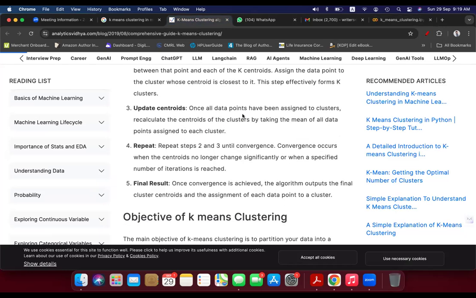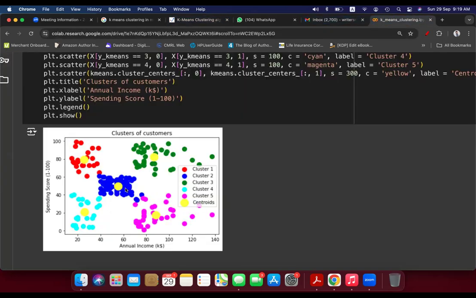Once all the data points have been assigned to clusters, we calculate the centroids of the clusters by taking the mean of all data points assigned to each cluster. That's where the verification and the validation is happening. Because each and every time, if you found out, okay, this would be the cluster, this is the cluster, then it is taking the mean value from all the distances and sitting in one cluster.